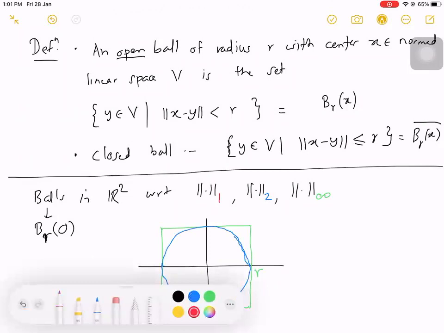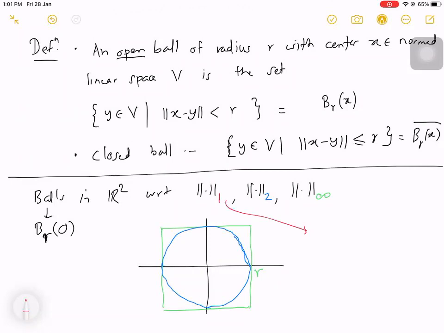Okay, and let's now do the first one. So what is this saying? So let's just draw this here. So this is the set of all x comma y such that the norm of this vector is less than 1. But what is the norm? It's the sum of absolute values. So we are saying absolute value of x plus absolute value of y is strictly less than r.